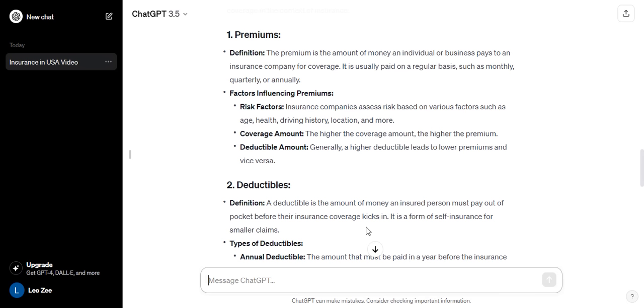Factors influencing premium: risk factors. Insurance companies assess risk based on various factors such as age, health, driving history, location, and more. Coverage amount: the higher the coverage amount, the higher the premium. Deductible amount: generally a higher deductible leads to a lower premium and vice versa.